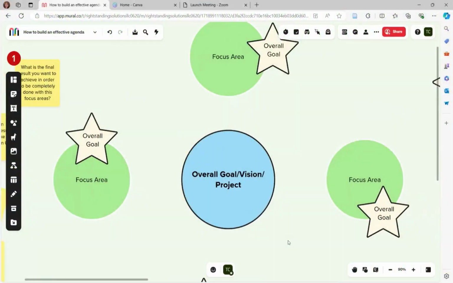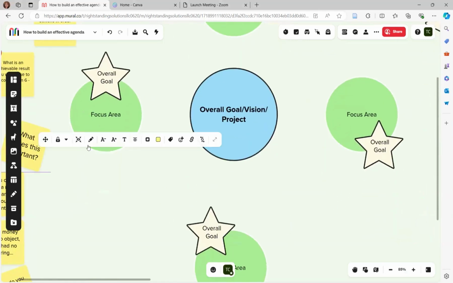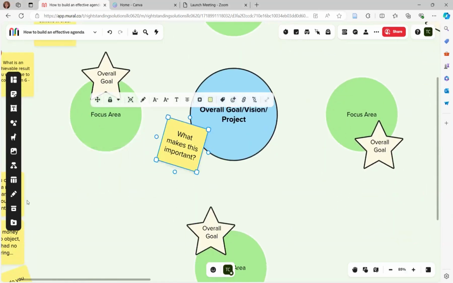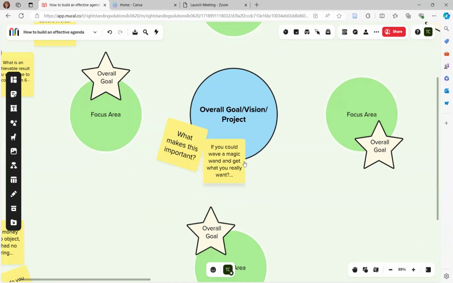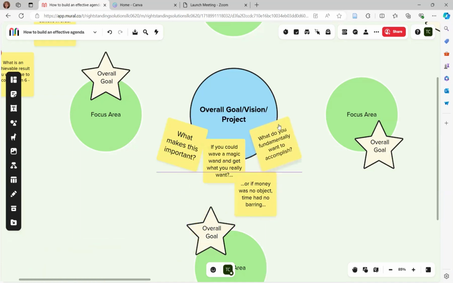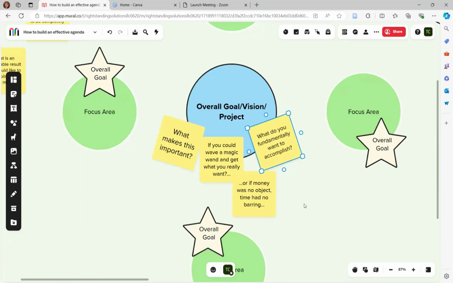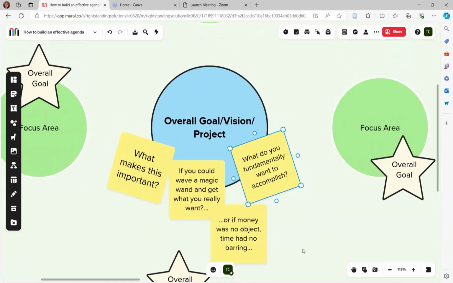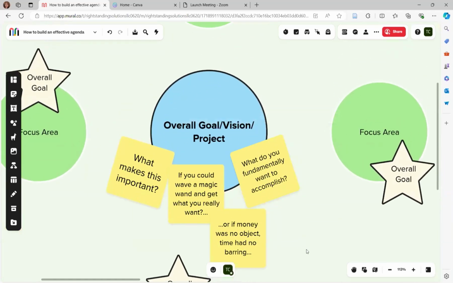The best way to reorient with your overall goal, vision, or project is to ask yourself questions like, what makes this important? If I could wave a magic wand and get what I really want, what would that be? Or if money and time were no object, what am I really trying to do? What do I fundamentally want to accomplish? Depending on where you're at in your journey, this could be the first time you're answering these questions, and that's okay. Or you're reorienting yourself with the answers to these questions.